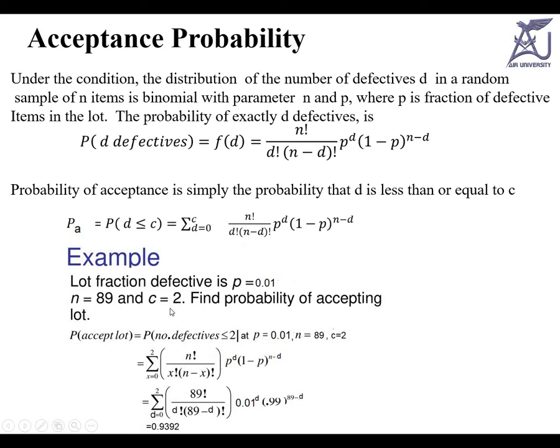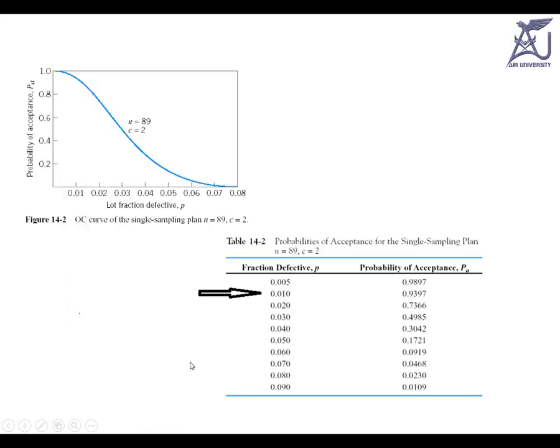That means that with a probability of 1%, if AQL, the acceptable quality level, is 1% and n is 89 and C is equal to 2 as per the MIL standard, then you can find out the probability of acceptance. So if 1 point has been found out as 93%, then similarly this 1% is 93.97. Similarly you can find out the half percent, you can find out the 2%, 3%.